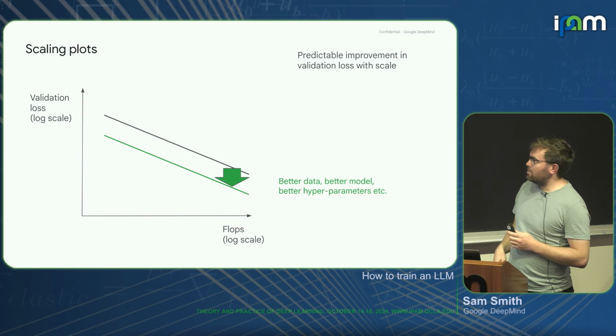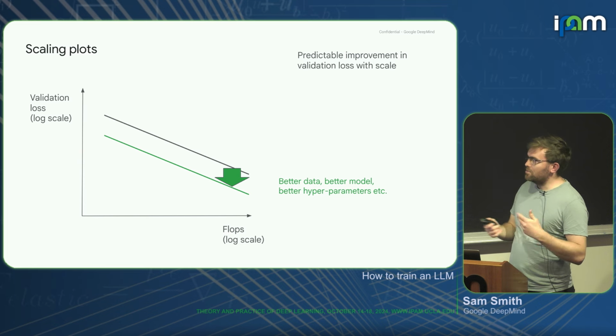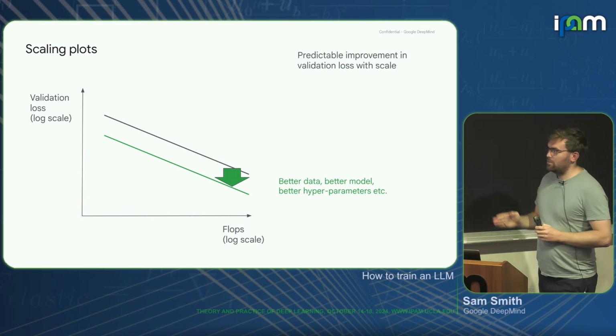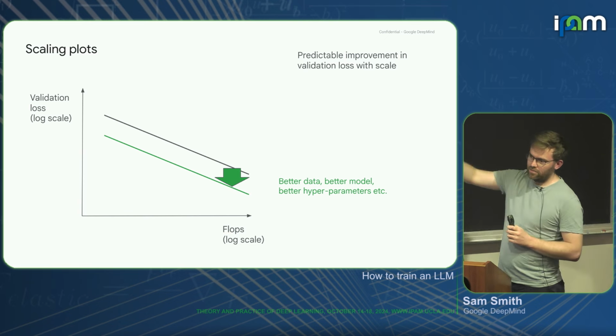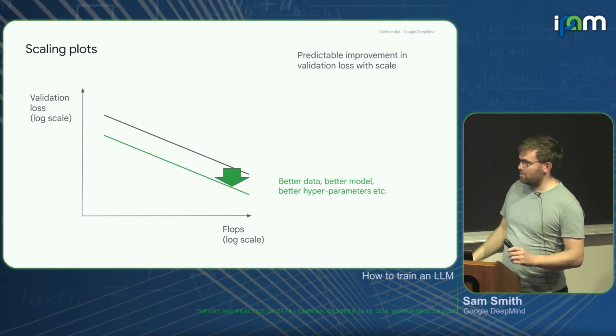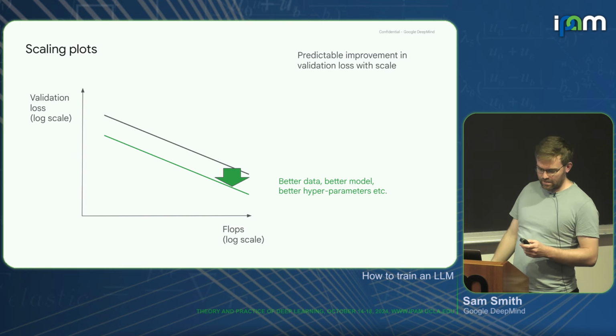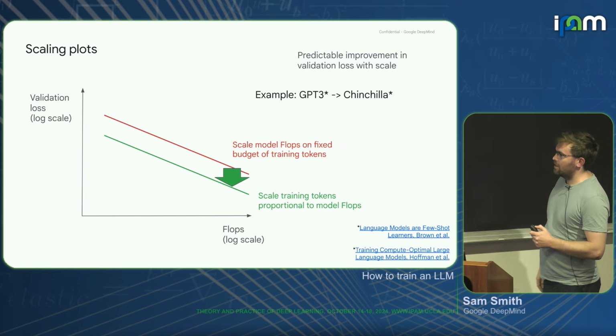In addition, the hope is that we do some tuning at the small scale, we find a better data set, a better model, or better hyperparameters, and we anticipate that will shift this scaling curve down. So we do some research, we improve things, and then we get this global improvement in performance at any flop scale. That's what we want to see.